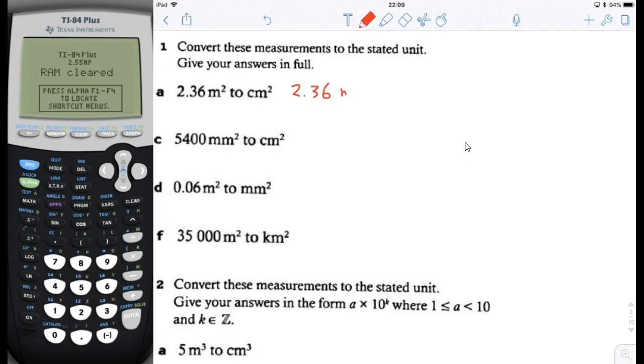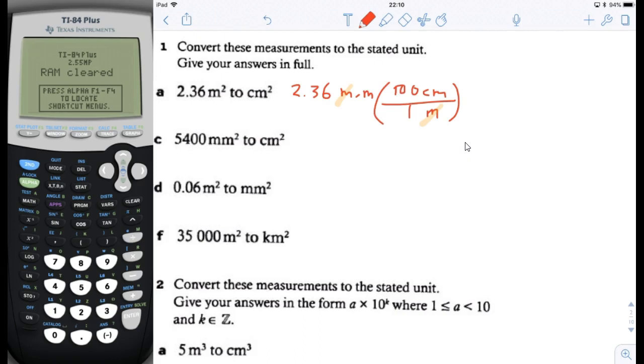Meters squared is the same as meters times meter. I want to change this to centimeters squared, which is centimeters times centimeter. I need to use a domino, which is going to cancel out meters and replace it with centimeters, right? I'm going to cancel out a meter and replace it with centimeter. What is the ratio between centimeters and meter? Well, centimeters is smaller than meters. There's 100 centimeters in 1 meter. So I'm going to multiply it times this domino with 100 centimeters on top, 1 meter on the bottom.